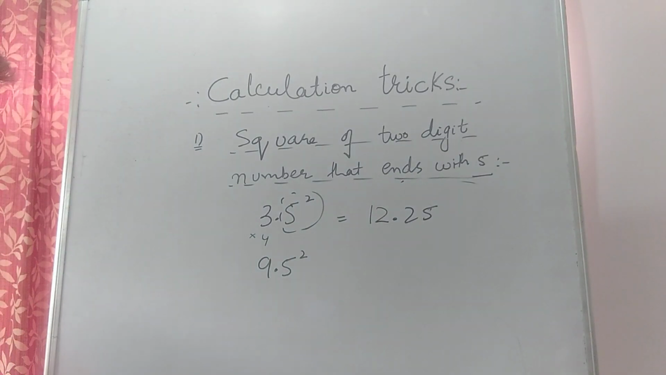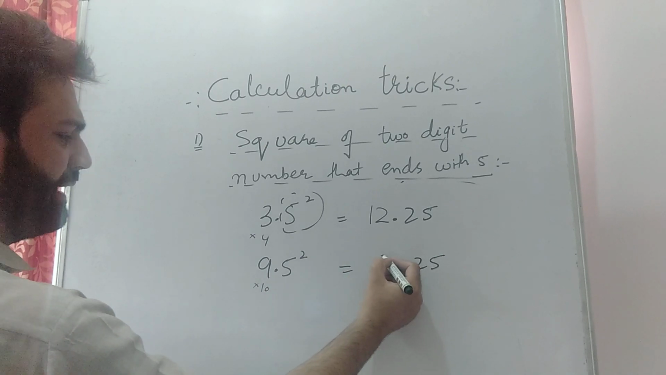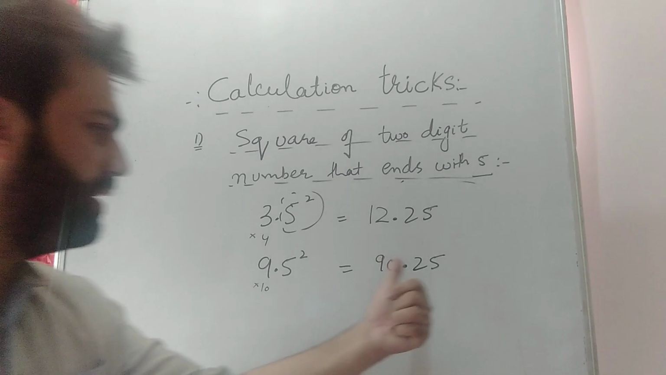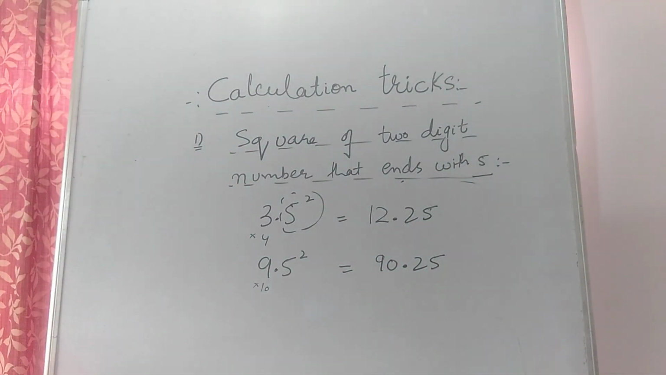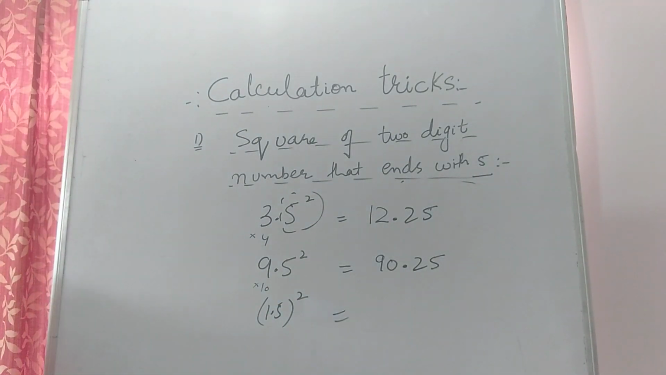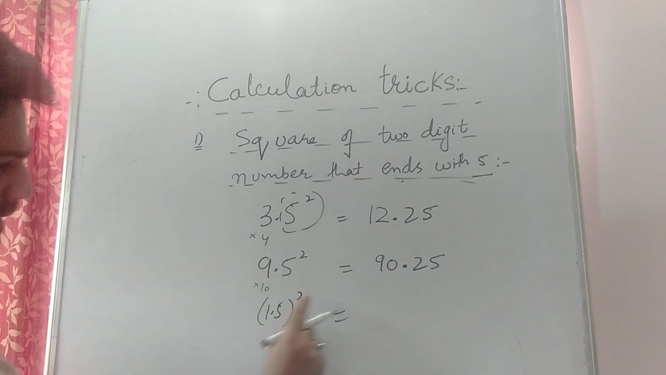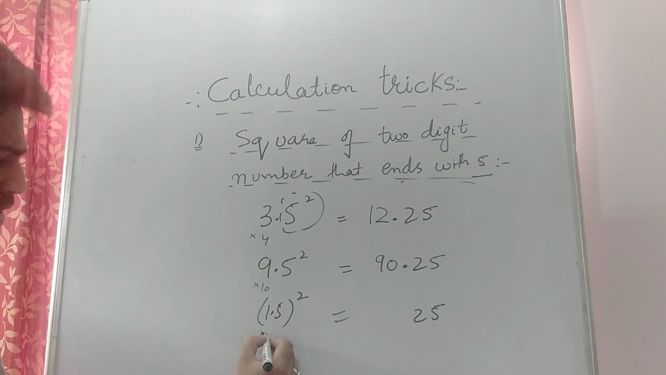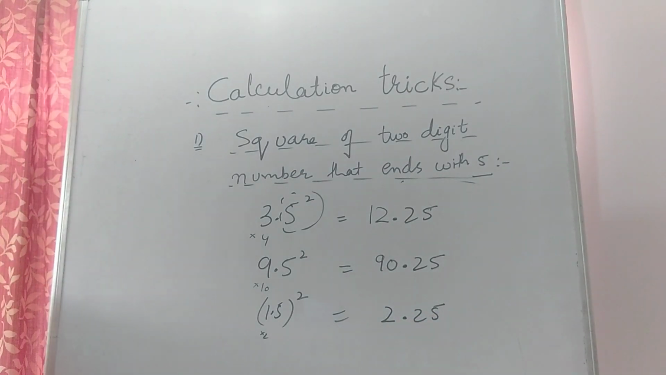9.5 square. What to do? 5 square is 25. 9 into 10 is 90. The decimal is before 25. So any such number. You are asked 1.5 square. No need to go with the calculator. No need to go with the conventional products. Simple. 5 square is 25. What is the successive digit of 1? 2. 1 into 2 is 2. So 2.25, the decimal is here.